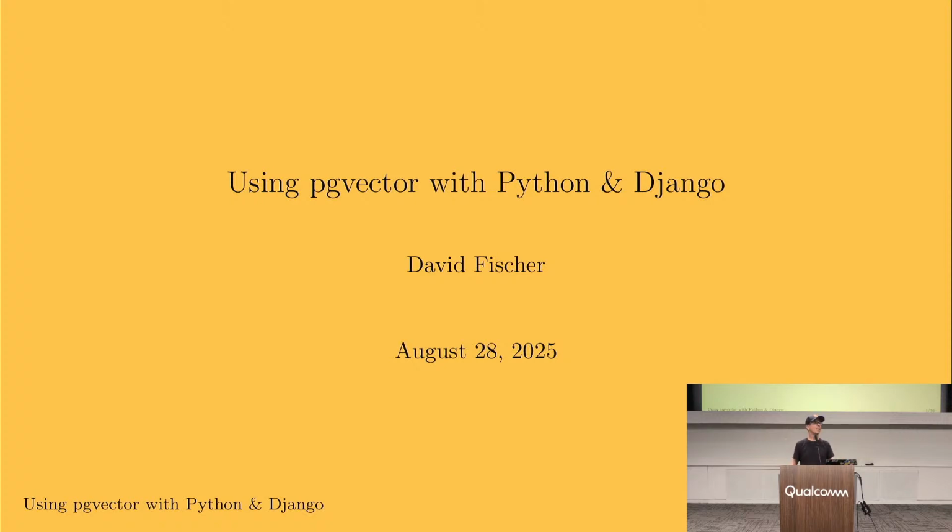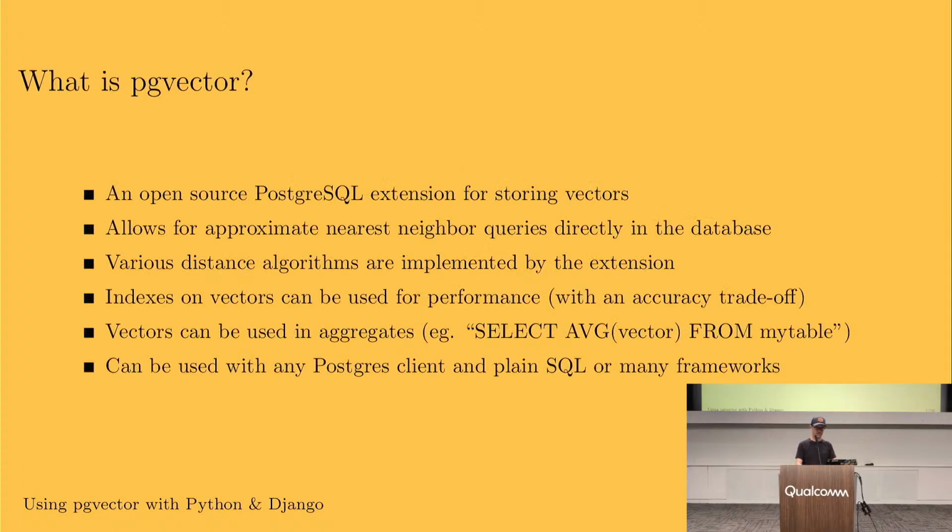Awesome. So I'm going to talk about using pgvector with Python and Django and what that even means and why you might want to do it. So first of all, what is pgvector and why would you care? pgvector is a Postgres extension, and it is for storing vectors, which I'm going to go into a lot more detail on, right in your database.